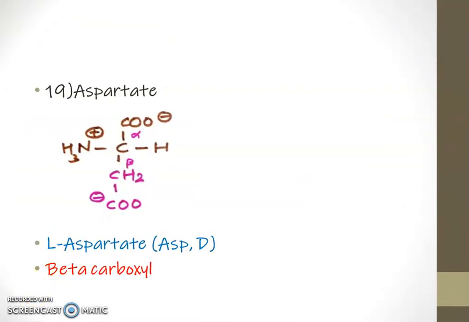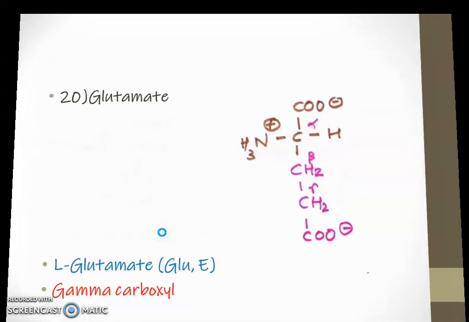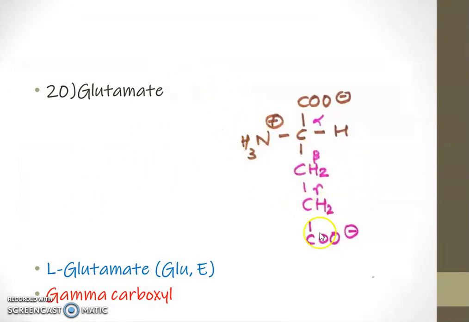The 19th one is aspartate. So L-aspartate, ASP, D, beta-carboxyl is present. So this aspartate and the next one can be termed as the amides of asparagine and glutamine. If you can recall the structure of asparagine and glutamine, instead of this COOH, there is C double bond O NH2 present. Amide group is present. The 20th and the last standard amino acid is L-glutamate, GLU. So here gamma carboxyl is present. So beta, gamma, and yeah.